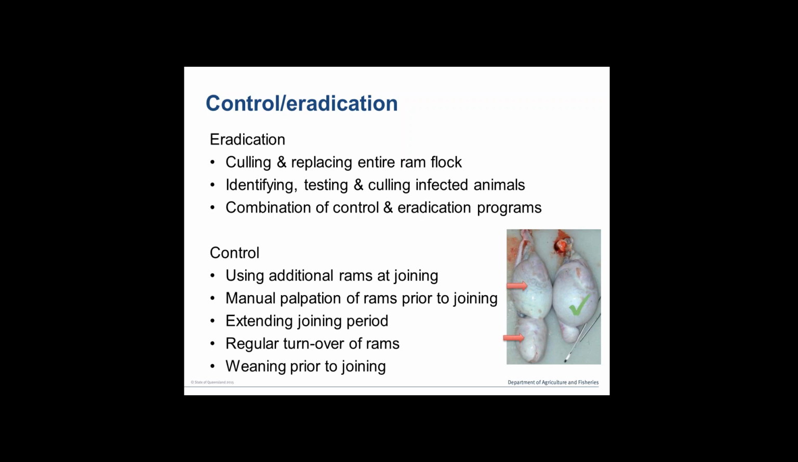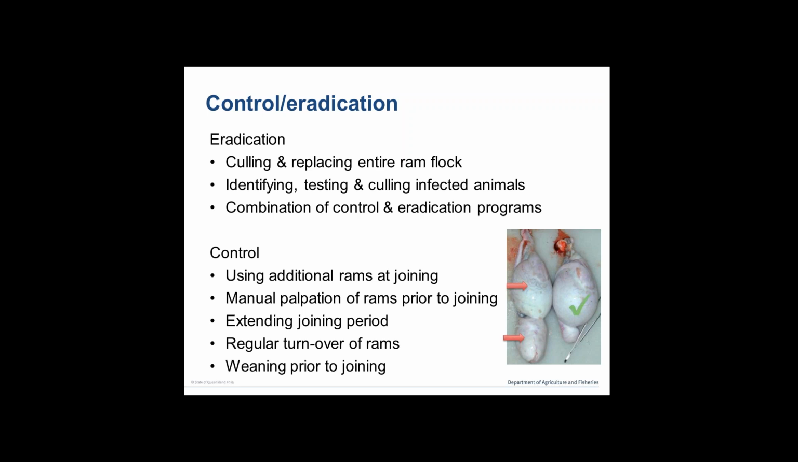So eradication of ovine brucellosis involves implementing high-level biosecurity measures and either culling and replacing the entire ram flock or identifying, testing and culling infected animals using the complement fixation test. However, this may not be economical or practically feasible for some properties, particularly extensive sheep flocks where large ram numbers, complete musters and boundary fencing may be a limitation. Therefore, individual properties need to be considered on a case-by-case basis as flock management and biosecurity measures are critical to the success of an eradication program.